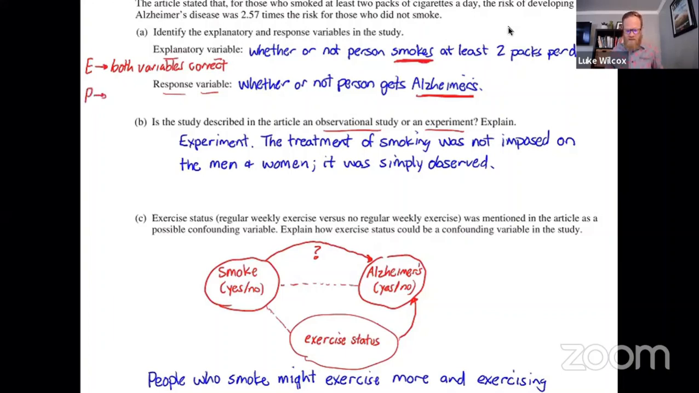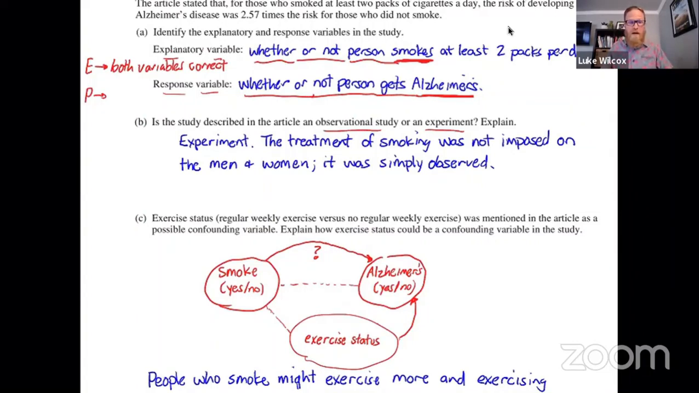And the reason is this: if you just say smokes, that's not really a variable here. The variable is a categorical variable, which is yes or no to smoking. So you'd have to say something like smoking status or smoking yes or no, or in this case, I've written whether or not the person smokes, which is making it a variable, a categorical variable, where you would record yes or no. And the same thing goes for Alzheimer's. So you can't simply write Alzheimer's. You have to say something about Alzheimer's status, or yes or no, or whether or not.